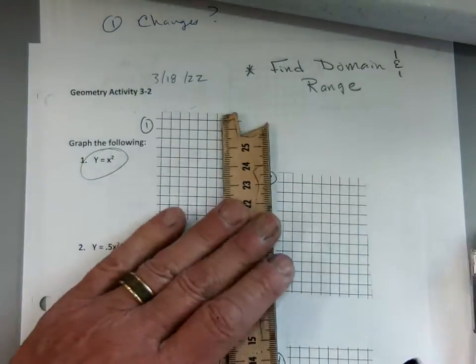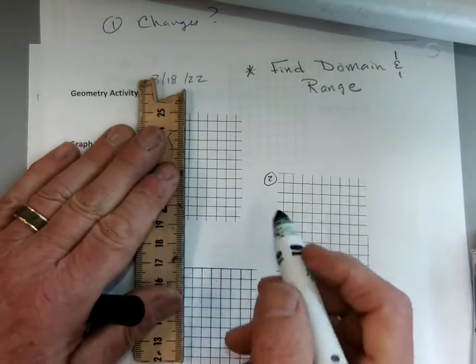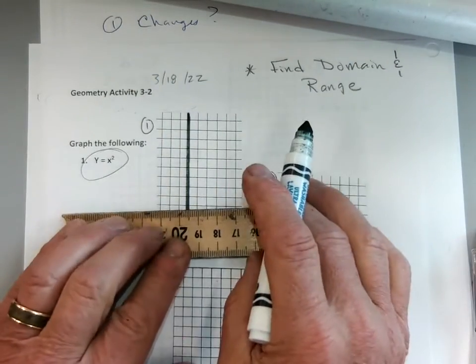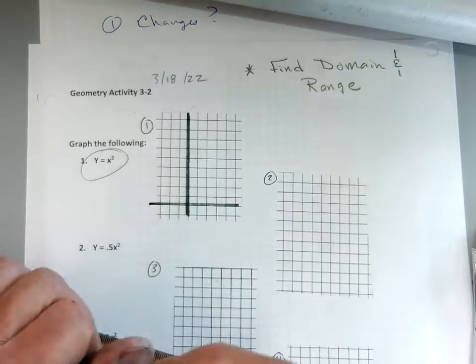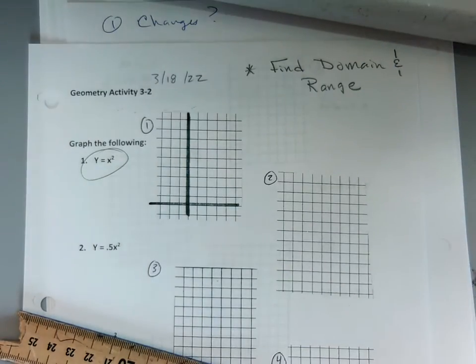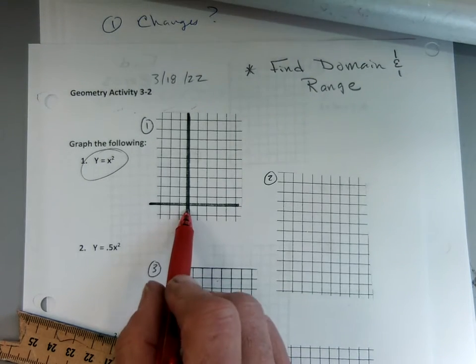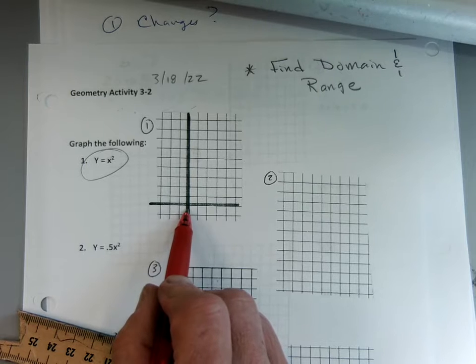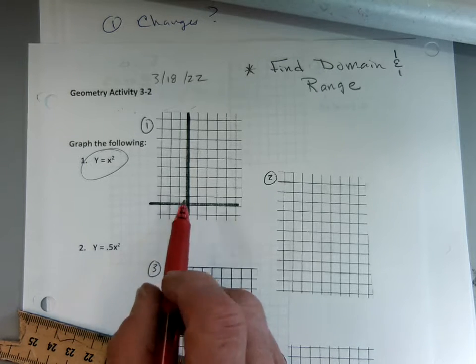I'm going to put down my x and y axis. Okay, we just did that exact graph, right? But this time we're going to do it without a t-table. We're going to do it with our superior t-table called our incredible brain. Right here at 0, x is 0, what's 0 squared? 0. So I got a point at 0, 0.